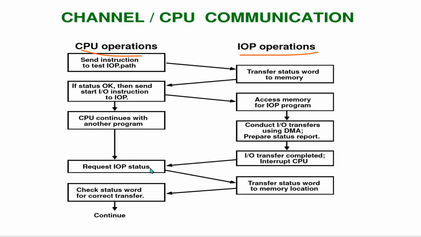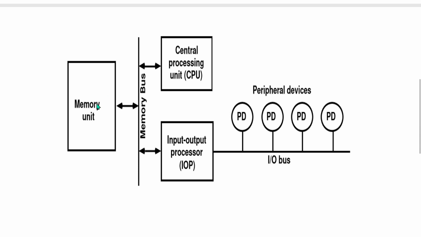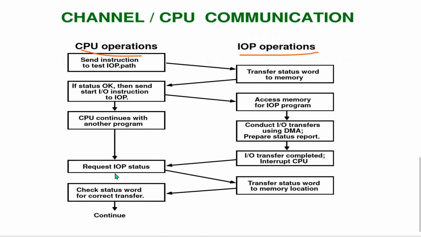The next step is the request of IOP status. Once again, the CPU receives the status of that IOP processor. That means the IOP again reads the status of every peripheral device. That word is transferred to the memory unit, like the previous case. Again it transfers the status word to the memory location, like the previous case, and checks the status word for correcting errors, and it continues.